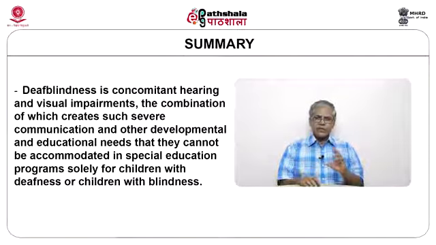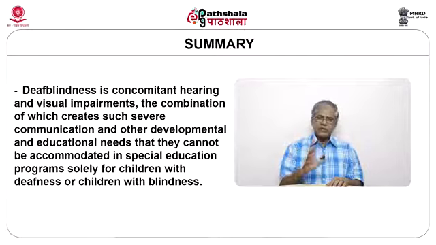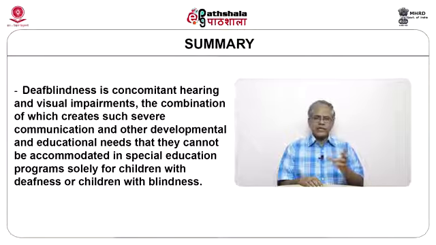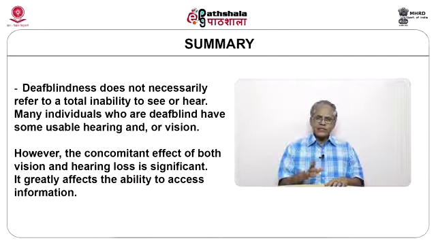Deafblindness is concomitant hearing and visual impairments, the combination of which creates such severe communication and other developmental and educational needs that they cannot be accommodated in special education programs solely for children with deafness or children with blindness. Deafblindness does not necessarily refer to a total inability to see or hear. Many individuals who are deafblind have some usable hearing and or vision. However, the concomitant effect of both vision and hearing loss is significant. It greatly affects the ability to access information.